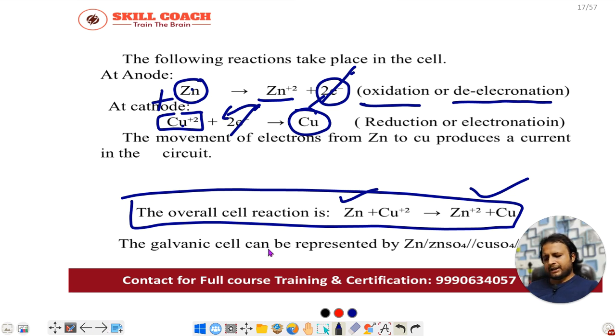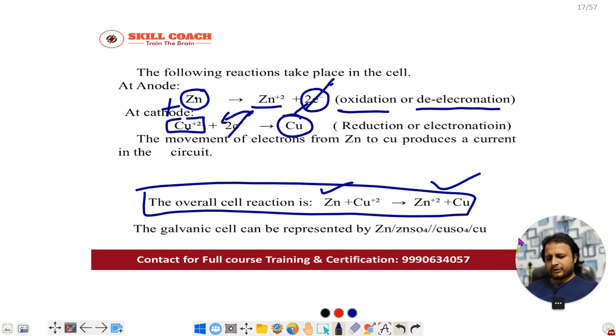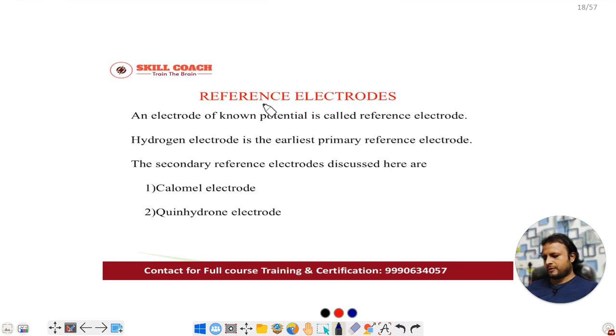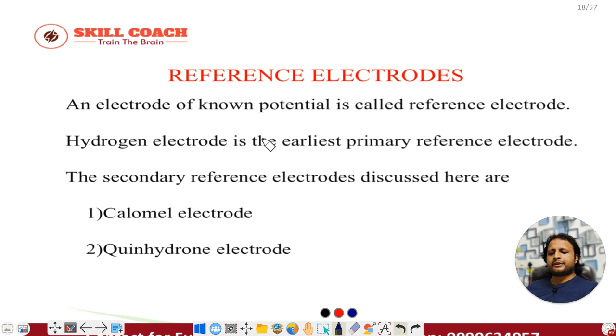So the galvanic cell, we represent it something like this. You can see here, we can write Zn|ZnSO4 and CuSO4|Cu. Now, what is a reference electrode? This question is asked in some interviews: what do you understand by reference electrodes? An electrode of known potential is called the reference electrode.